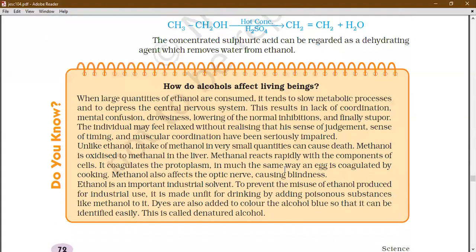Do you know how alcohols affect living beings? When large quantities of ethanol are consumed, it tends to slow metabolic processes and to depress the central nervous system.